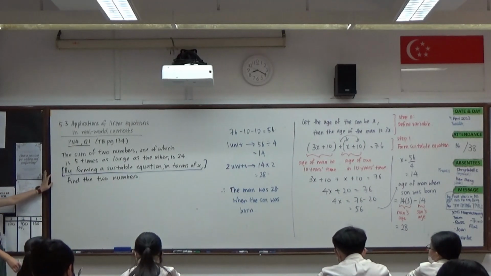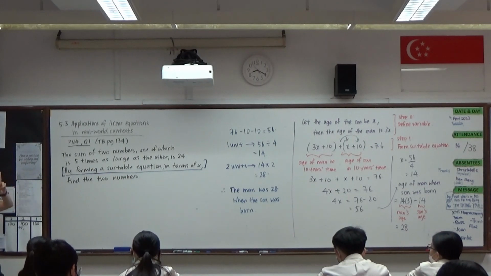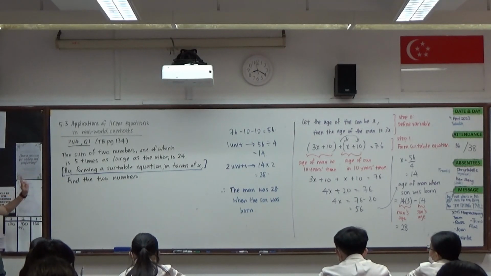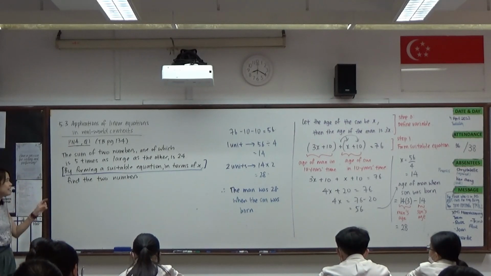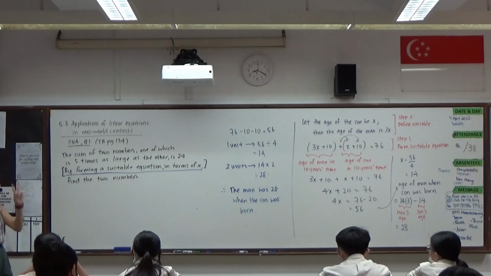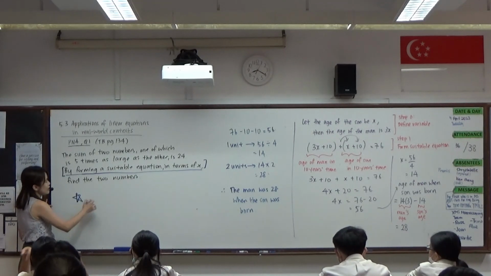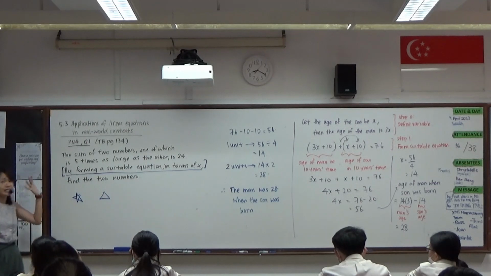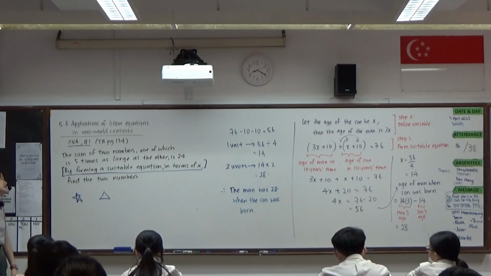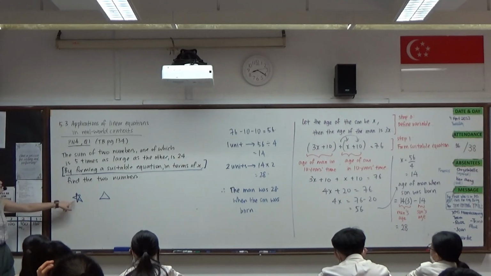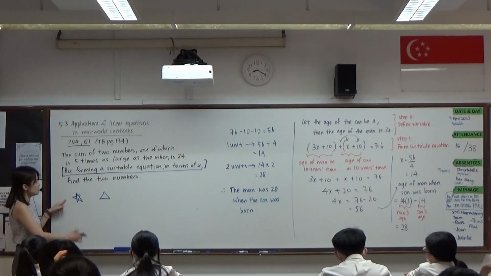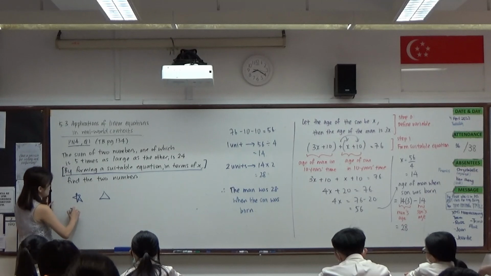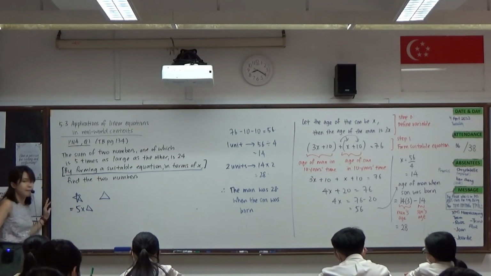Looking at this one, it says the sum of two numbers. I'm going to break this down with you. Sum of two numbers, one of which is 5 times as large as the other. So there are actually two numbers. So you can do your draft work. Try to understand the question first. I'm just going to use some shapes to represent these numbers. One of which is 5 times as large as the other. So that means this star is actually 5 times of your triangle.